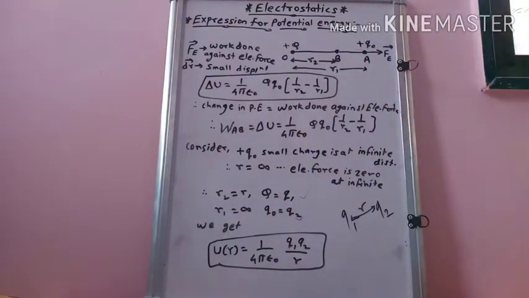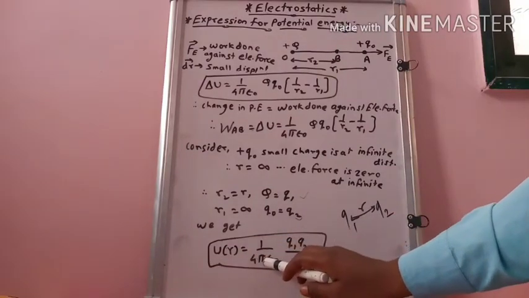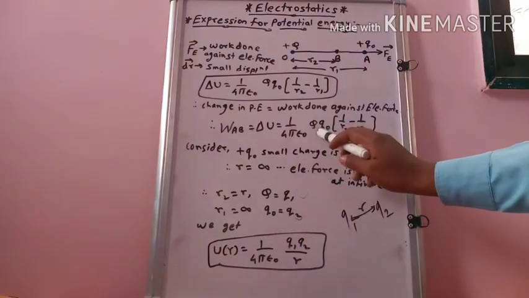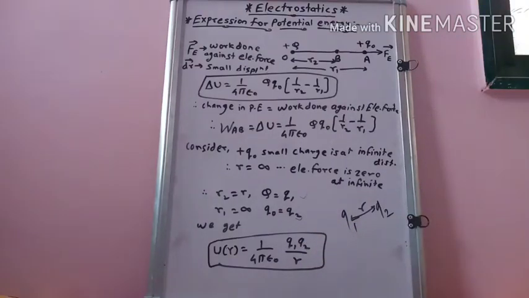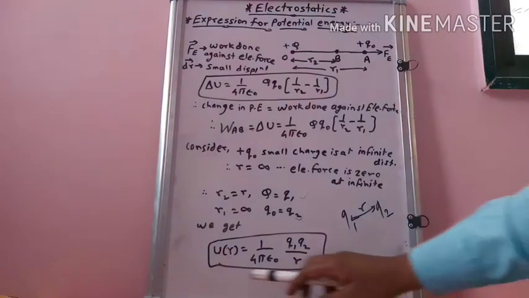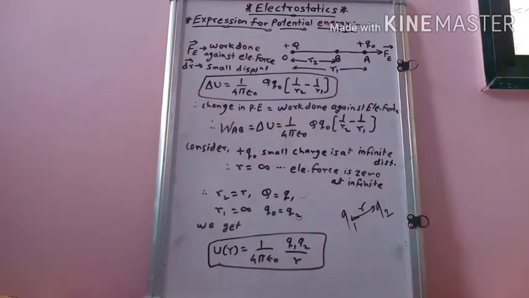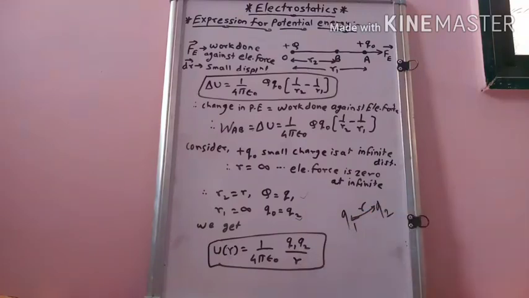Therefore, the equation can be written as U of r is equal to 1 upon 4 pi epsilon naught, Q1 Q2 upon r. This is the expression for the potential energy: U(r) = 1 upon 4 pi epsilon naught Q1 Q2 upon r.